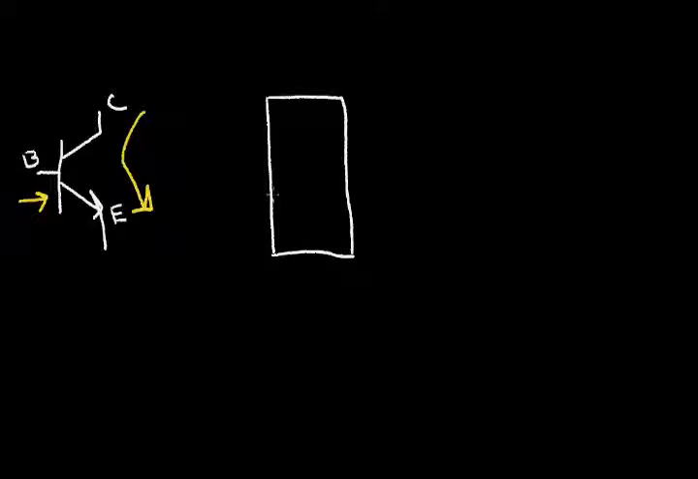It's composed of three regions. Let's say that this is the emitter region. It's an N-type material. The base region is a P-type material, and the collector region is an N-type material. So this is the base terminal. This is the emitter terminal, and this is the collector terminal.